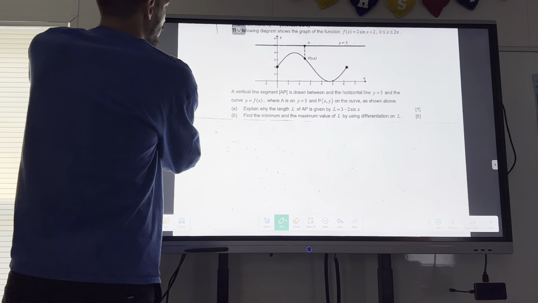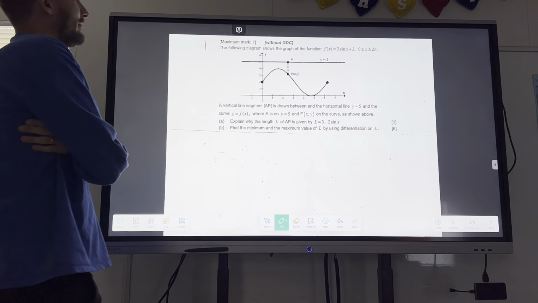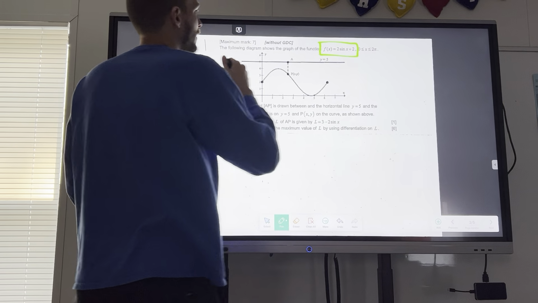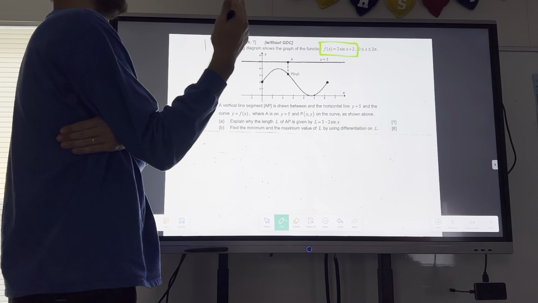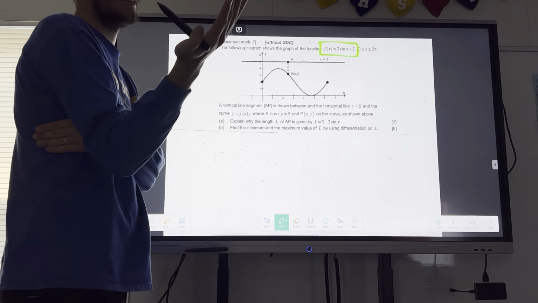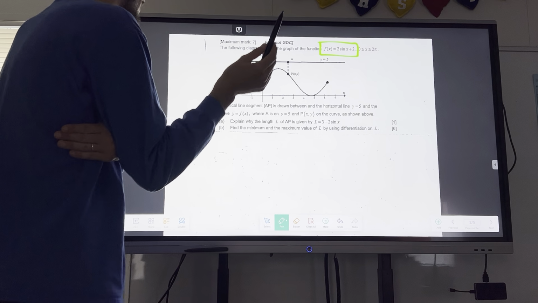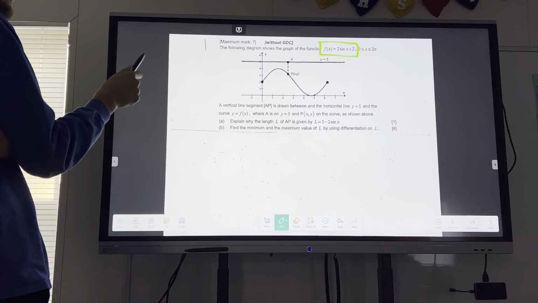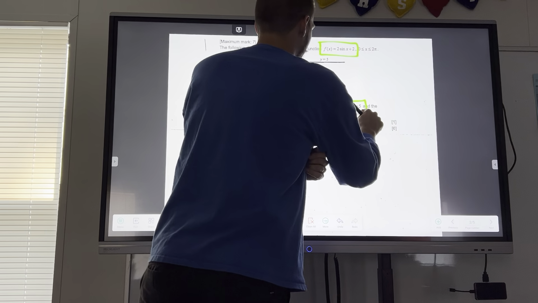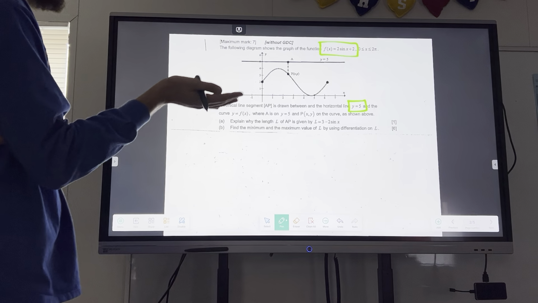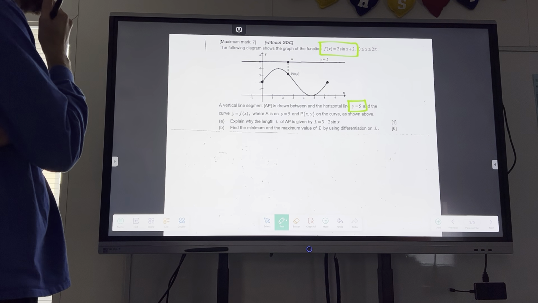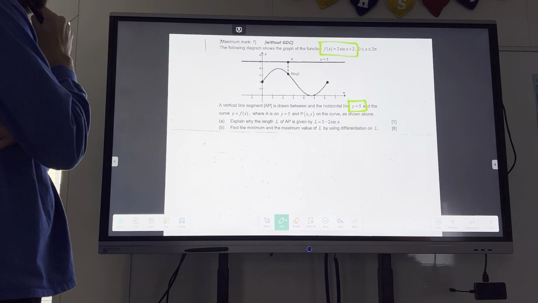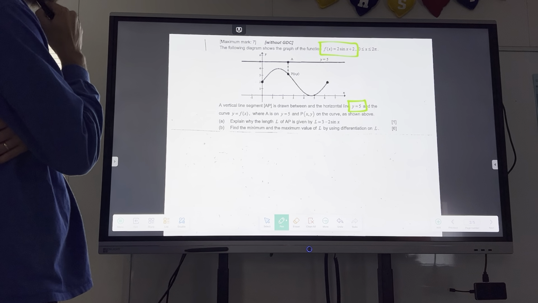This says, the following diagram shows the graph of the function. Okay, well that's going to be important for sure. On the interval from 0 to 2 pi, I'm not sure that's going to be that important really, but maybe it could be. A vertical line segment AP is drawn between the horizontal line y equals 5, and the curve y equals f of x, where A is on y equals 5 and point P is on the curve I showed above.